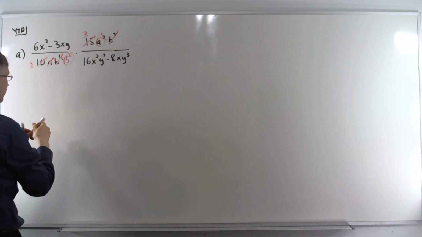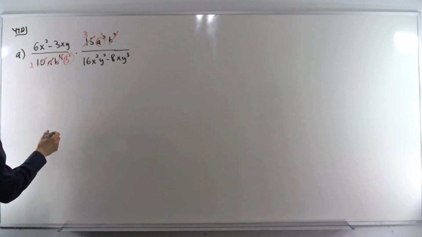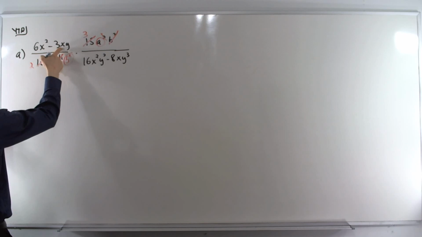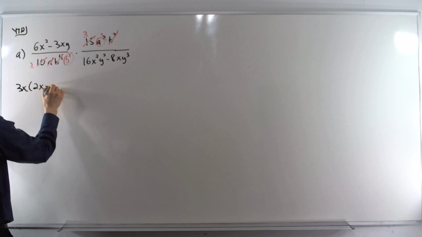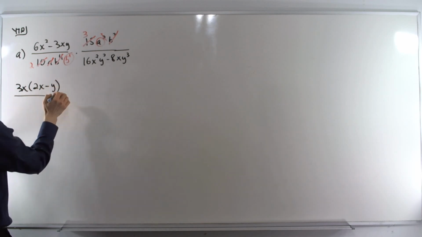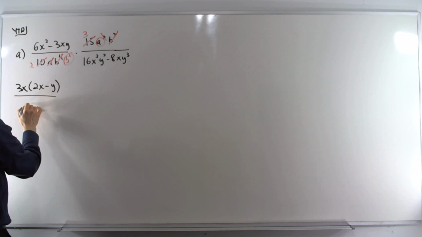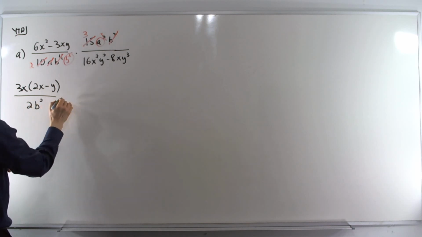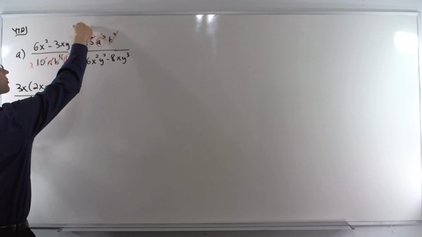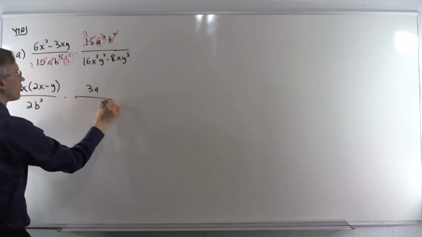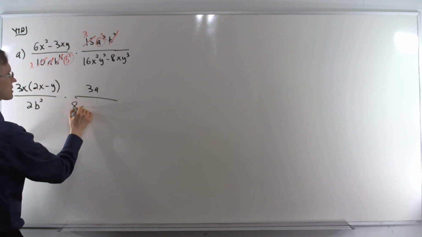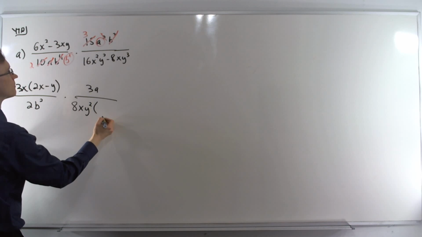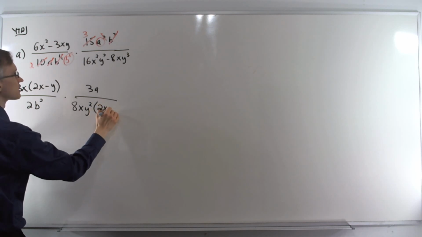Now we're going to have to do some factoring here. All right, so next up I'm going to factor here, so I can factor out 3x from this thing and get 2x minus y. And I'm just going to write what remains here, 2b squared. And up here, what remains here is 3a. So we get 3a over, and now I'm going to factor this thing. Here it looks like we can factor out 8x y squared. So that gives us 2x minus y.